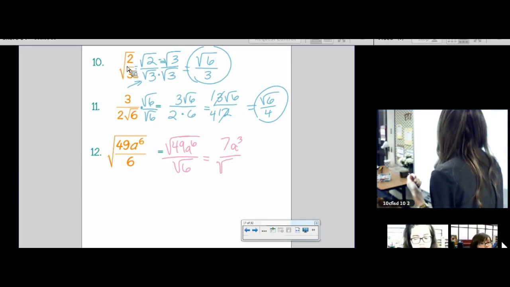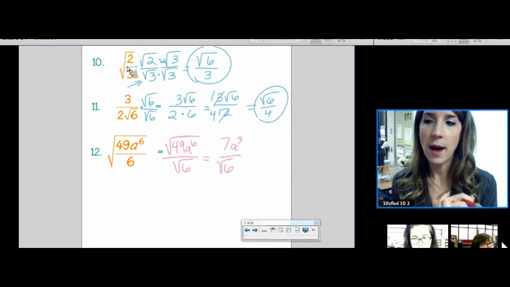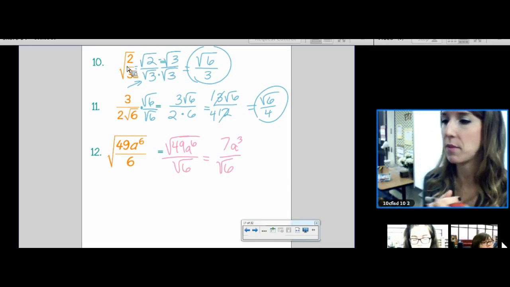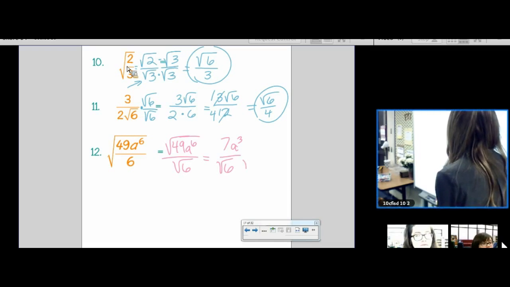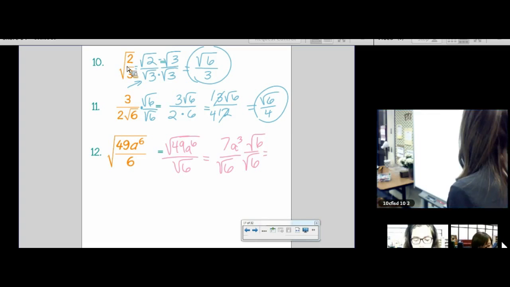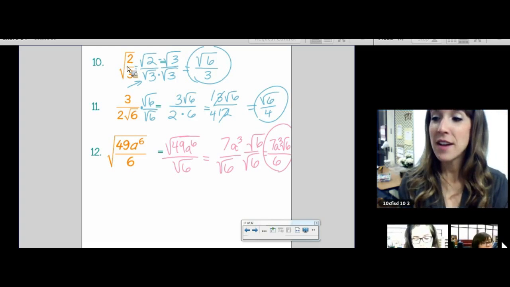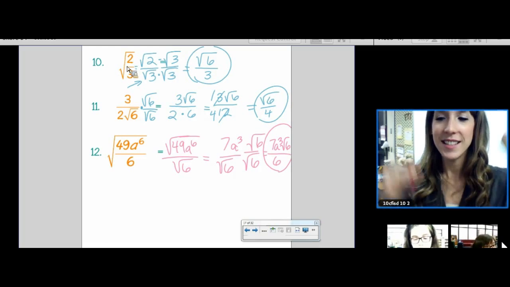But we still have a problem because we're disobeying that last rule. There is a radical in the denominator, and it's not simplified when there's one there. So we're going to rationalize. So the numerator is 7a cubed root 6. And the denominator is 6. 7a cubed root 6 over 6. Yay!